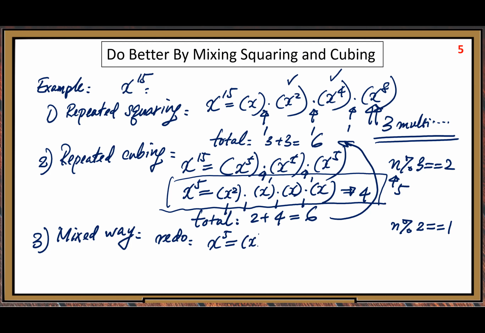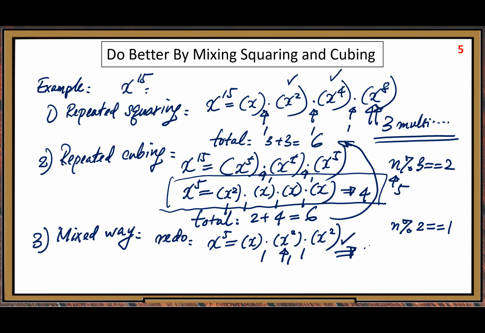So we should write x squared. This way, x squared, 1 multiplication, right? And this one we reuse, we do not need to redo it, right? So you can see for x to the 5th, we need 3 multiplications.